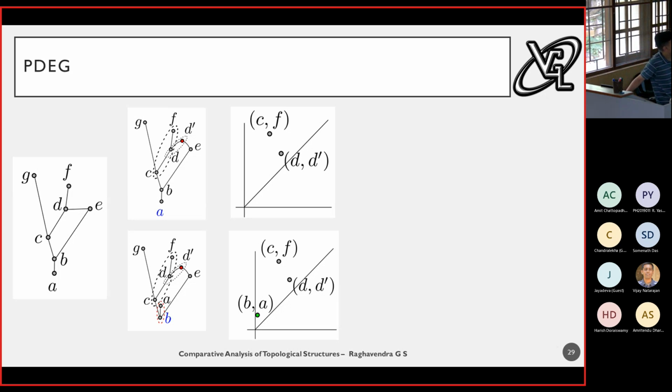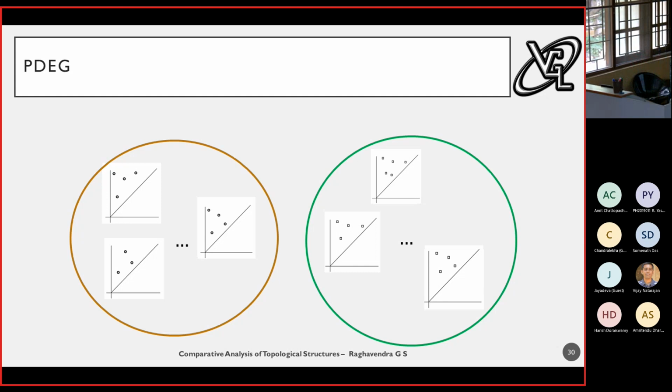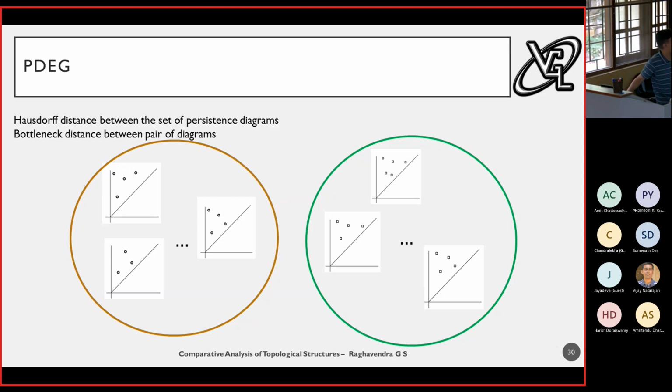We can consider all the nodes here as base points, and we get that many persistence diagrams for this particular graph. So we get a set of persistence diagrams for one graph. Similarly, we get a set of persistence diagrams for another extremum graph too. So we have two sets of persistence diagrams, and by comparing these two in some way, we get the persistence distortion. So how do we do that comparison? One is the Hausdorff distance between the sets of persistence diagrams, and the individual pairs of persistence diagrams are compared using the bottleneck distance. This is how the persistence distortion distance is defined.